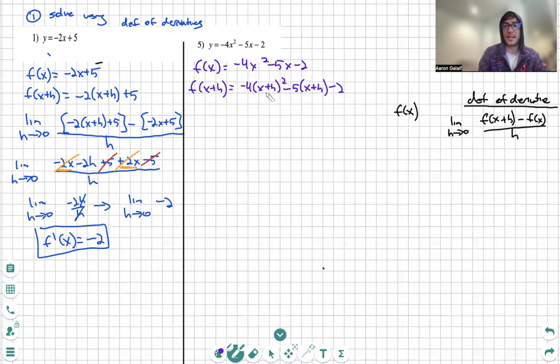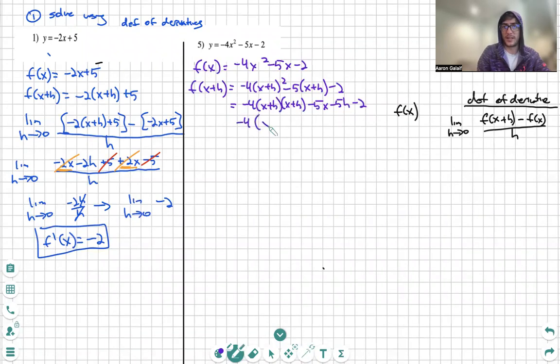Okay? Now, be careful with this. I'm going to clean this up here, just because it'll be easier here. When you do this, you must make sure, as we've covered in the FOIL video, that you write out x plus h squared twice, right? X plus h times x plus h. Make sure you distribute your negative 5, and then we'll continue.